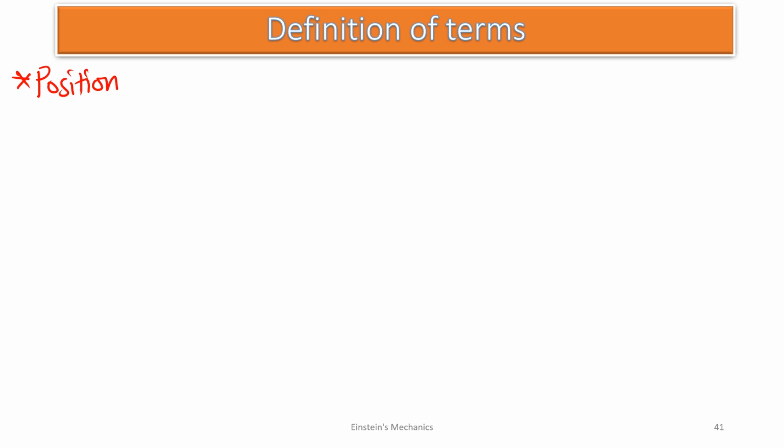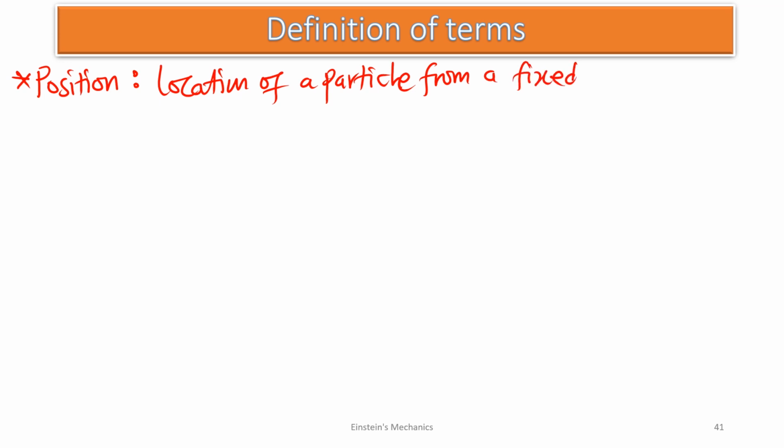The position of a particle is basically the location of the particle from a fixed point. So we can talk of a position as the location of a particle. So we are interested in the location of a particle from a fixed point. And mostly this fixed point, we call it as what? The origin. Are we okay?